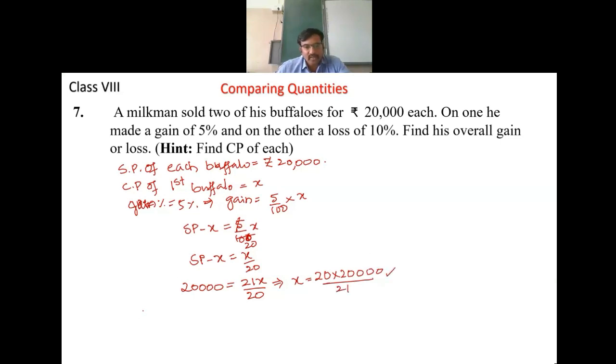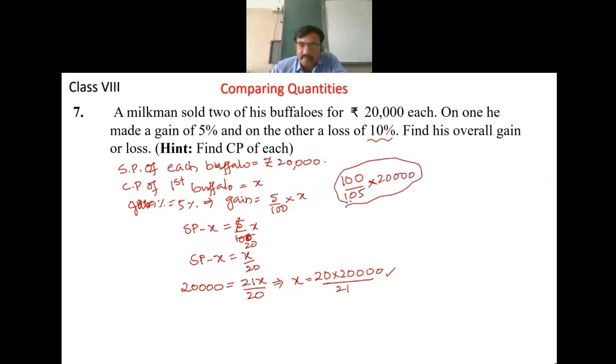This similar method should be applied in finding the loss percent. Same method. This is one of the ways. Another way is some people don't want to use the variable for solving. What they generally do is take it with respect to 100. Say the cost price is 100, then the selling price will become 105. So the cost price of one buffalo will be 100 by 105 times of 20,000. This way also can be used.